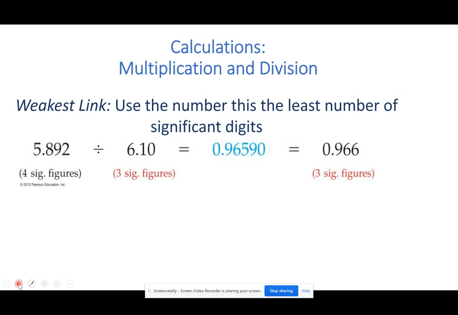Here's another example using division. So again, we are taking 5.892 divided by 6.10. Not so smart calculator spits out a ton of digits. This one has 4, this one has 3, so we're limited to 3 significant figures. So when I report this answer, I have to cut it off. So I can only keep the 9, the 6, and the 5, or this person noticed the next number was 9, so they rounded up. So 1, 2, 3 sig figs. That's what I'm going to be looking for.